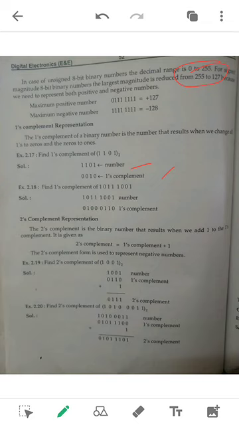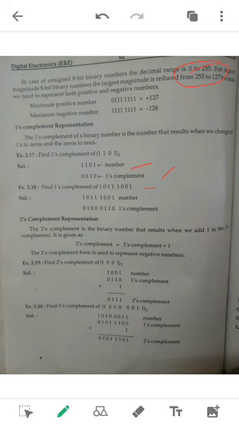Again you can see the next example, 1, 0, 1, 1, 1, 0, 0, 1. So the 1 will become 0, 0 becomes 1, 1 becomes 0, 1 becomes 0, 1 becomes 0, 0 becomes 1, 0 becomes 1, 1 becomes 0. So 0, 1, 0, 0, 0, 1, 1, 0 is the ones complement of 1, 0, 1, 1, 1, 0, 0, 1. Okay, so this process is called ones complement representation.